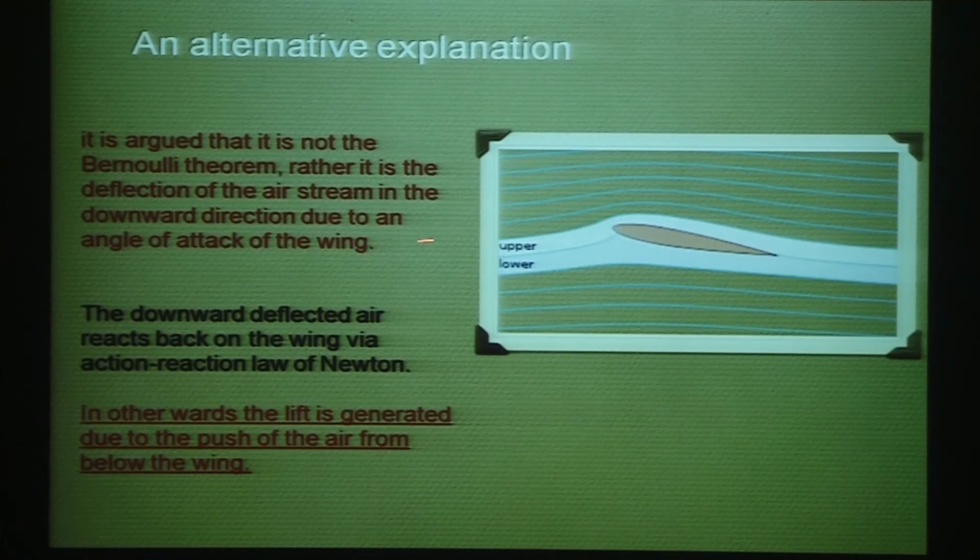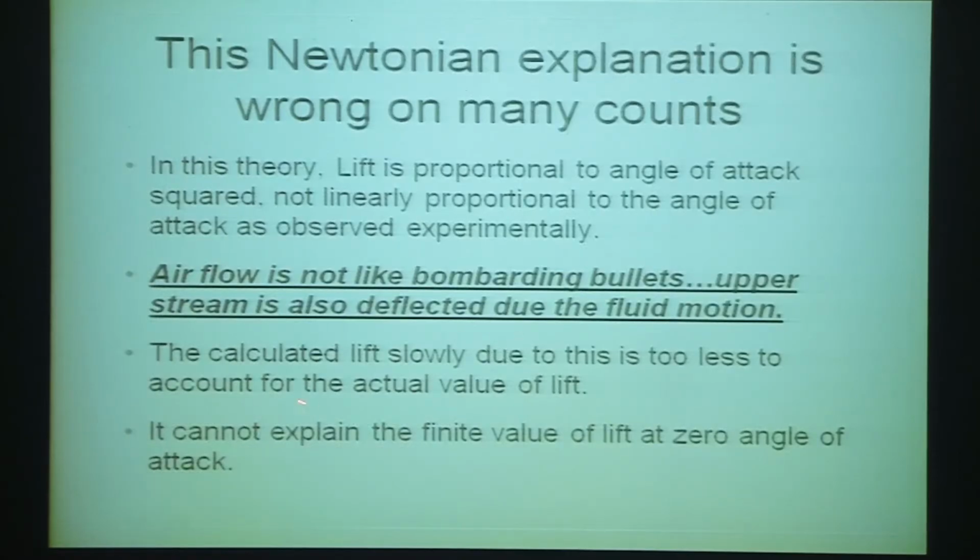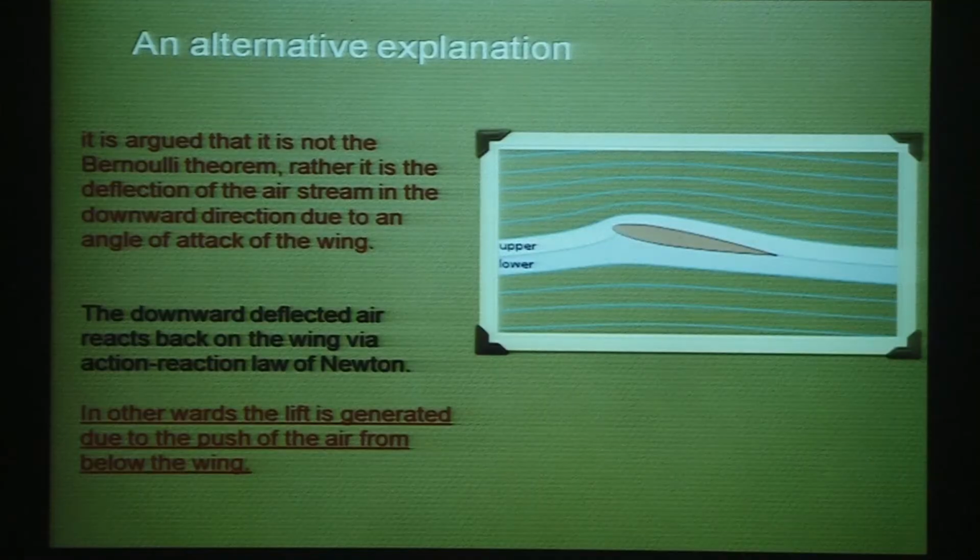What is important, and one misses, is that if you have bullets and they strike here, they will definitely deflect. But the fluid is not bullets. The fluid motion has its characteristic fluid properties. Even the upper air streams do deflect downwards, so that is missed in this explanation. That is very important. So the calculated lift due to this is too little.